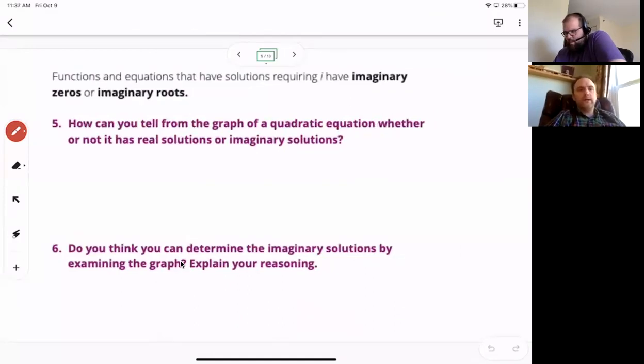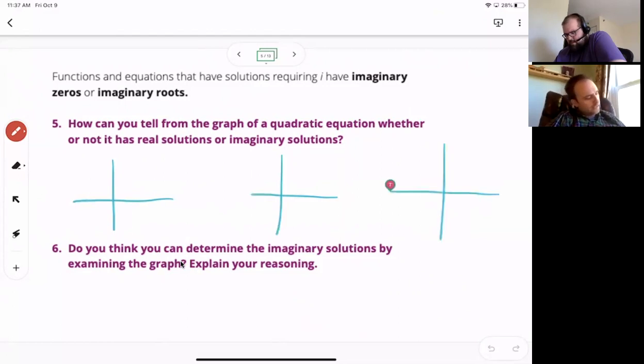So we want to talk about imaginary zeros or imaginary roots. How can you tell from the graph of a quadratic equation whether or not it has real solutions or imaginary solutions? Well, is it fair to say, based on what we did at the beginning, if I have 3 different graphs, these were kind of my 3 options. I could have one that looks like this, it hit right there. And the up-down nature of it doesn't matter, so I'll just make them all up.